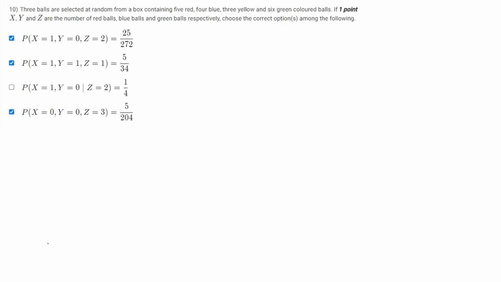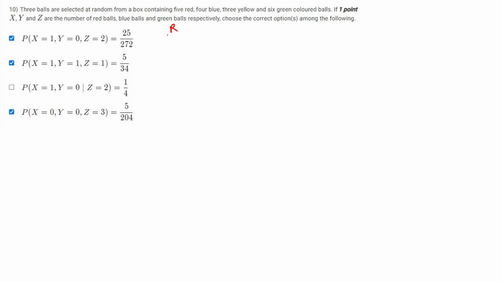Okay, question 10. So we have 3 balls selected at random from a box containing 5 red, 4 blue, 3 yellow and 6 green colored balls. If X, Y and Z are the number of red balls, blue balls and green balls respectively, choose the correct options among the following. Okay, so we have plenty of options, so I'll just write here.